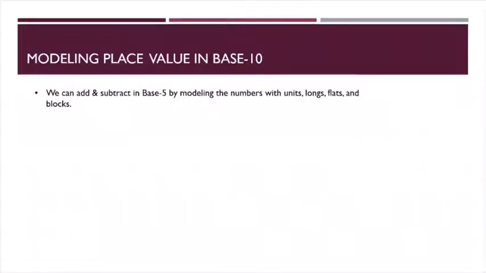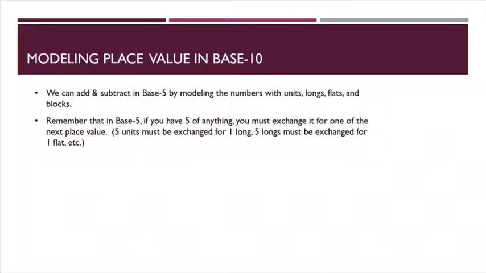So we're going to practice adding and subtracting in base 5 by modeling the numbers with units, longs, flats, and blocks. And now just remember that as we go along, in base 5, if you have 5 of something, you must exchange that for 1 of the next place value. So what I mean by that is, if you have 5 units, you need to exchange that for 1 long. If you have 5 longs, you need to exchange that for 1 flat, and so on. So let's take a look at the example 12 base 5 plus 31 base 5, and we're just going to model. So 12 would be modeled by 1 long and 2 units.